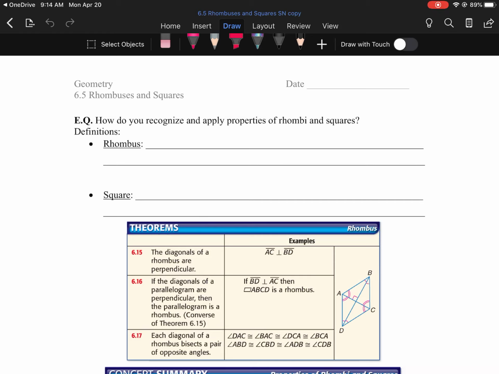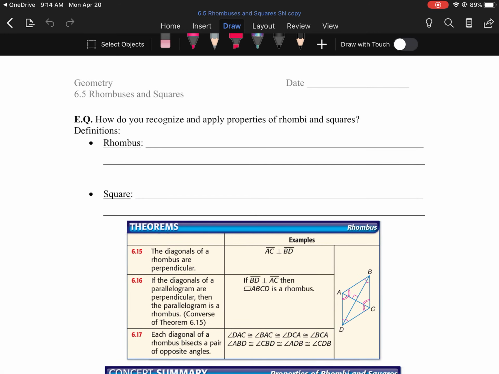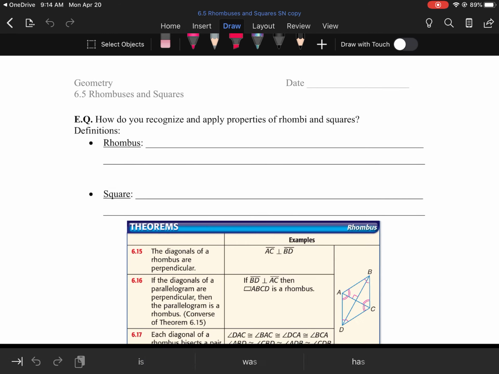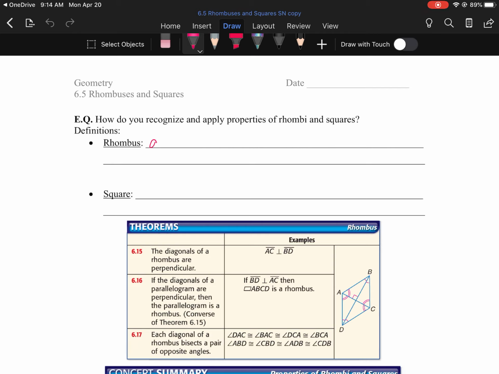Lesson 6.5 is talking about rhombuses and squares. So a rhombus is a quadrilateral with all four sides congruent.